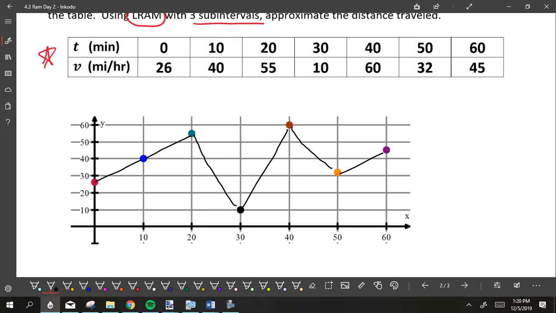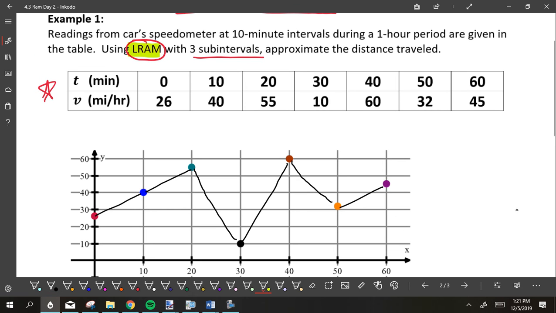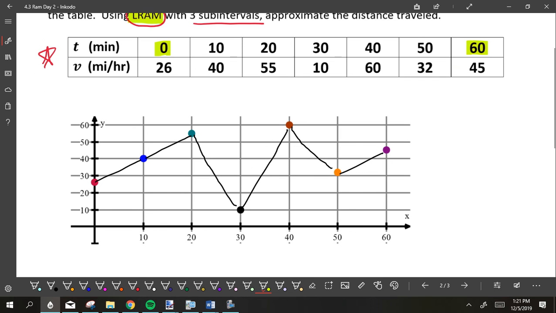See what's going on there. Our job is to use a left Riemann sum, a left RAM, left rectangular approximation, and make 3 subintervals. How far am I spanning total? 60 minutes. I'm going from 0 to 60. So if I want to split 60 minutes up into 3 subintervals, what am I going to do? 20. So on my graph down here, I'm going to draw a line every 20. That means I'm drawing one on the outsides, so at 0 and 60, and then every 20 in between. So 0, and then at 20, and then at 40.